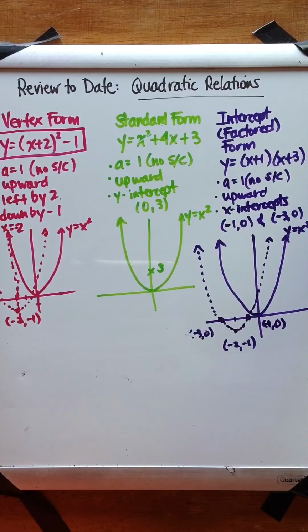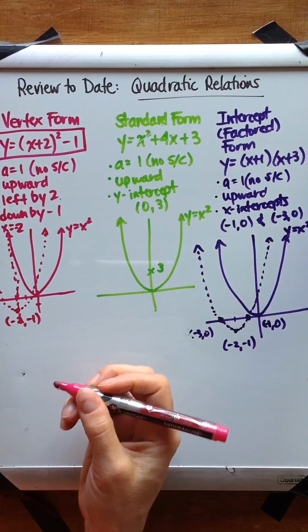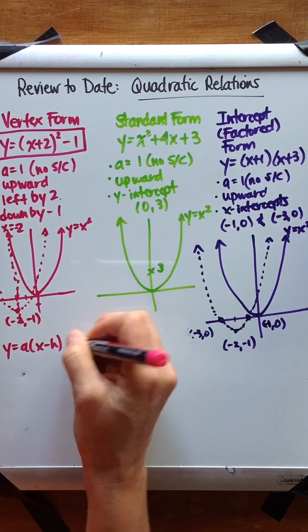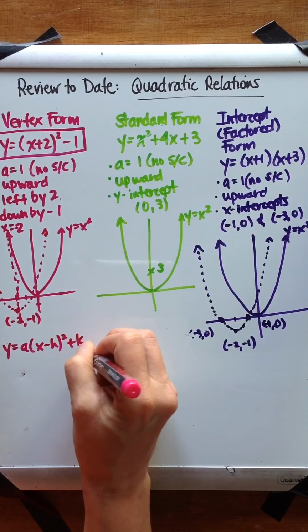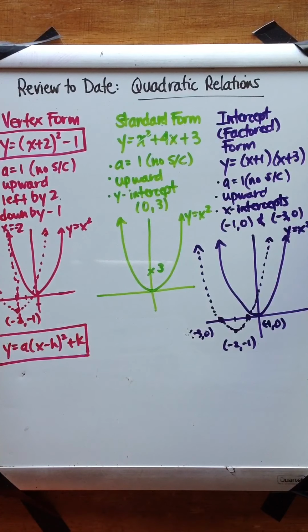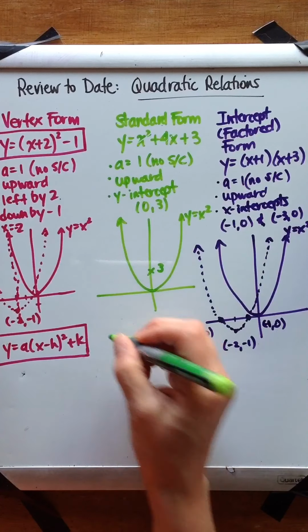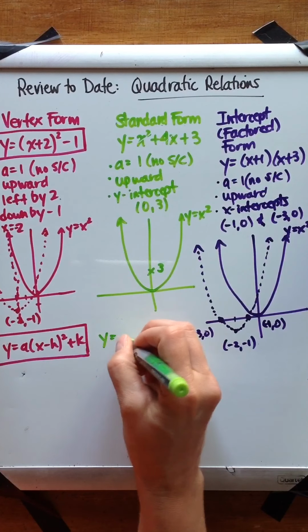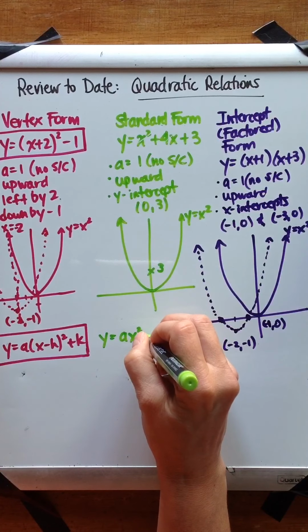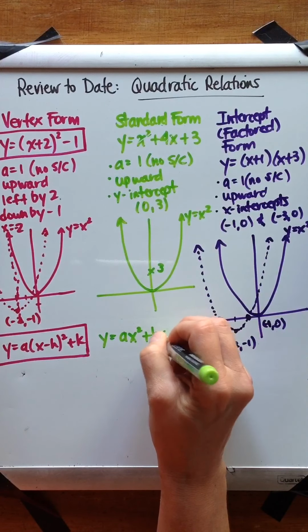So the general equation for vertex form is y equals a times x minus h quantity squared plus k. And we learned about that in recent lessons. The general formula for standard form is one we haven't studied a whole lot yet, but we'll be getting familiar with in this unit, is y equals ax squared plus bx plus c.